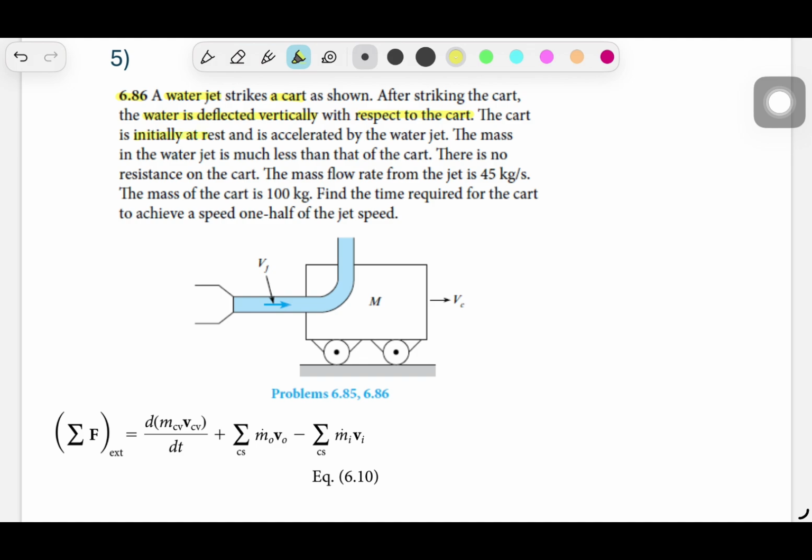The card is initially at rest, and it is accelerated by the water jet. The mass in the water jet is much less than that of the card, and there is no resistance on the card. The mass flow rate from the jet is 45 kg per second, and the mass of the card is 100 kg. We need to find the time required for the card to achieve a speed of 1/2 of the jet speed. So this means we will have Vc, the velocity of the card, equal to half of V jet.